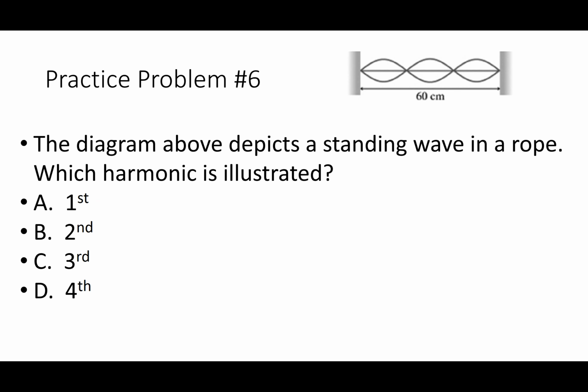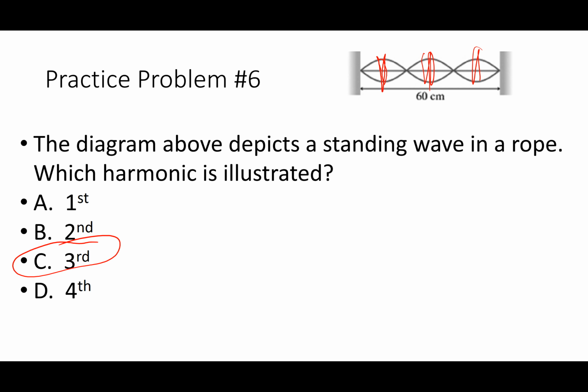All right, practice problem 6. The diagram above depicts a standing wave in a rope. Which harmonic is illustrated? You can determine the harmonic number by counting the antinodes, the points of maximum constructive interference. So here's an antinode, 1, 2, 3. This is the third harmonic.